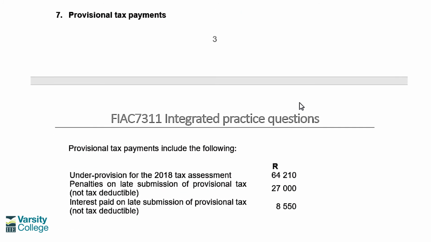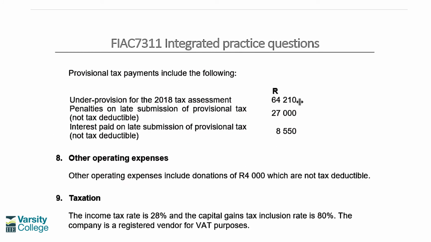Point number 7, the provisional tax payments. So remember, provisional tax payments are payments made during the year to SARS in respect of any current tax that's going to be owing. Now you can see here that there's a few anomalies. Firstly, there's an under provision for last year.